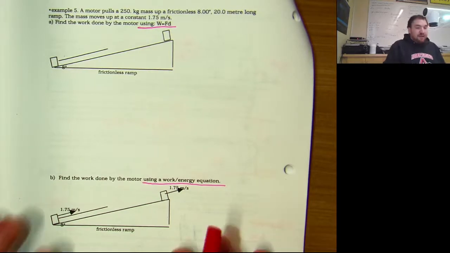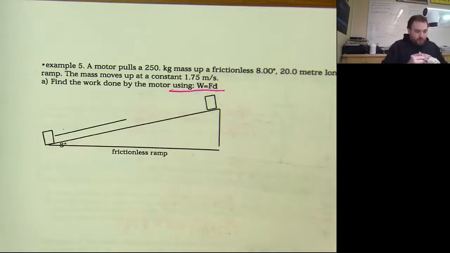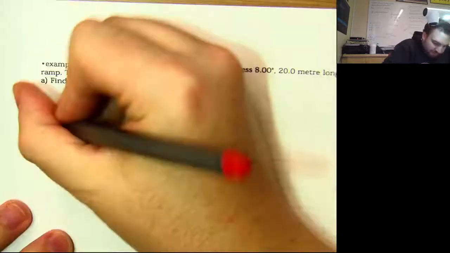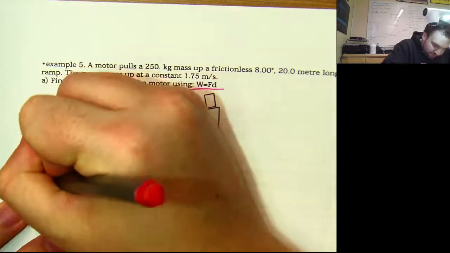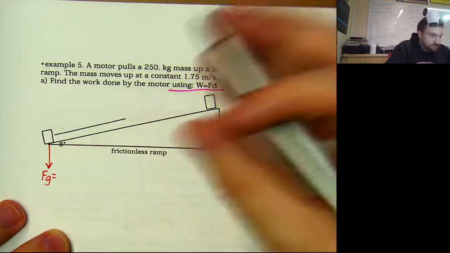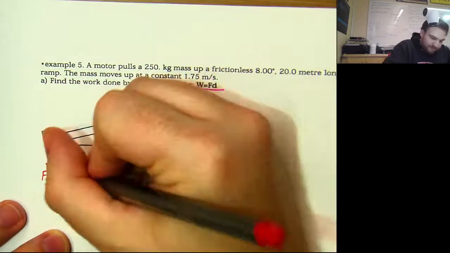So let's do it. If this is what we're told to use, what do I have to do with my problem here? Find the FG. Okay, so I'm doing a free body diagram. My free body diagram says I've got gravity acting straight down. So FG here is 250 times 9.8. What is that? 2450.